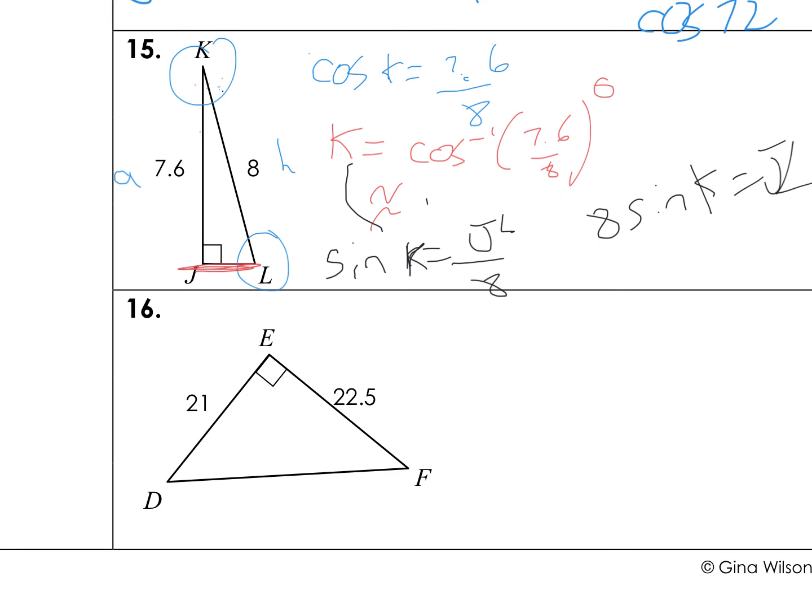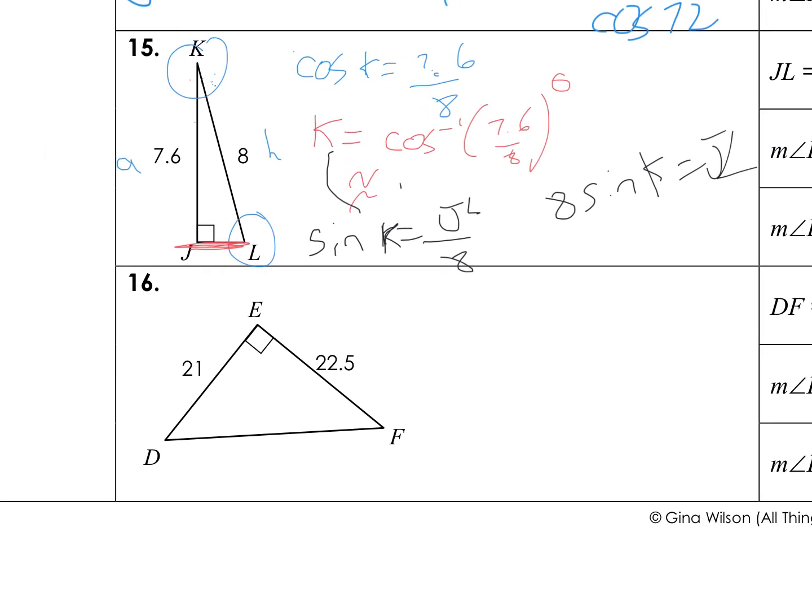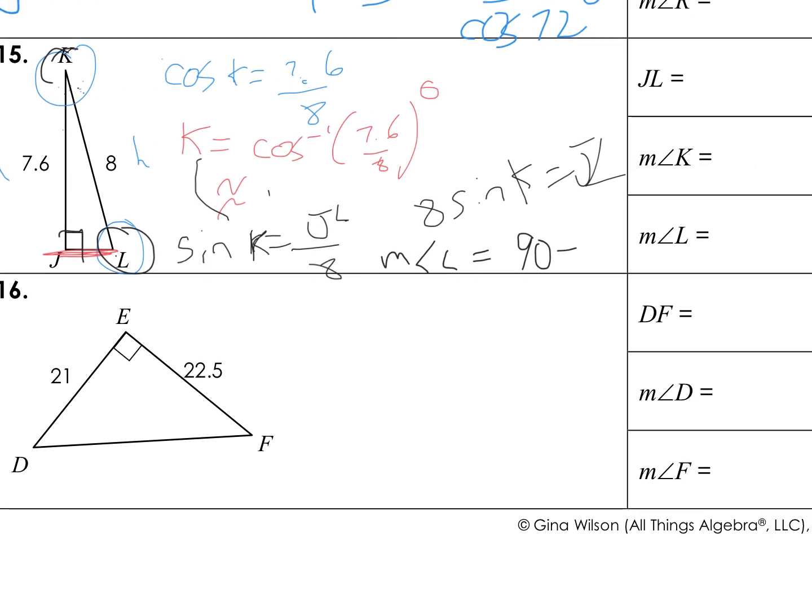Oh, we don't have angle L. Well, you do now. Angle L and angle K both have to add up to 90 degrees, because this takes up 90 and there has to be 180 degrees in that triangle. So the measure of angle L will be 90 minus the answer I found at the beginning for angle K. That will be in degrees.